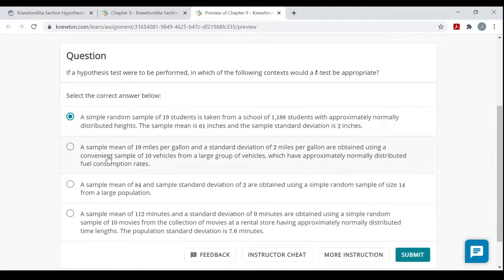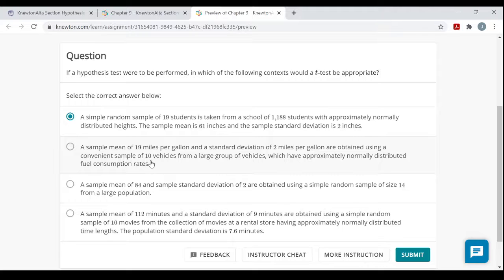Now let me read the other ones and explain why they're not a scenario where you'd be using a t-test or working with a student's t distribution with so many degrees of freedom. So the second one: a sample mean of 19 miles per gallon and a sample standard deviation of 2 miles per gallon are obtained using a convenient sample of 10 vehicles from a large group of vehicles which have approximately normally distributed fuel consumption rates. Everything's good. The population standard deviation, sigma, is unknown. It's not mentioned here. They said the population is approximately normally distributed, so it doesn't matter that the sample size is 10.